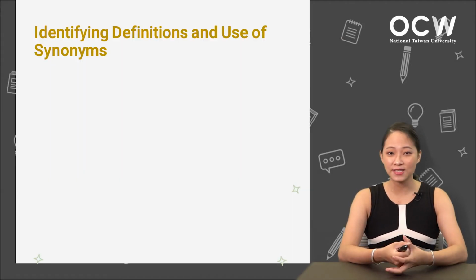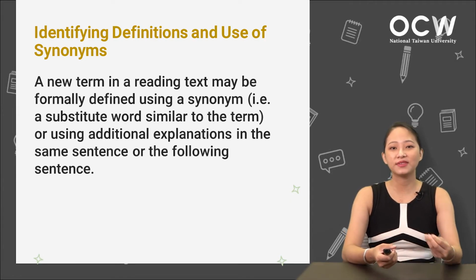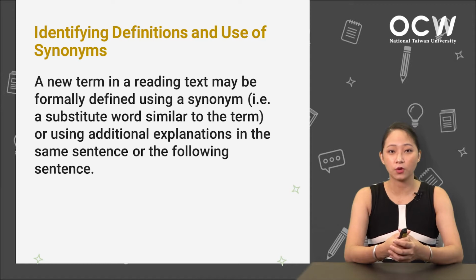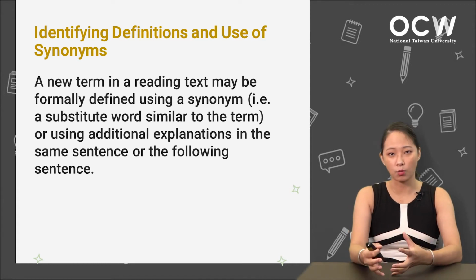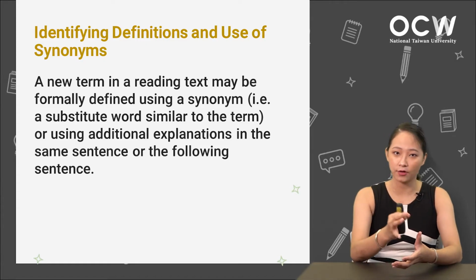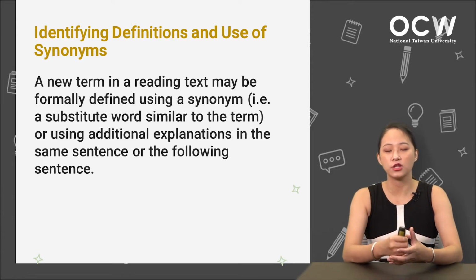So when we are identifying definitions and the use of synonyms, what we're talking about is essentially when you see a new or unfamiliar word appearing in the same text. Sometimes the author would worry that you do not understand that word. So right behind that word, they would use a different word that carries the same meaning to expand or explain what the new word is trying to say.